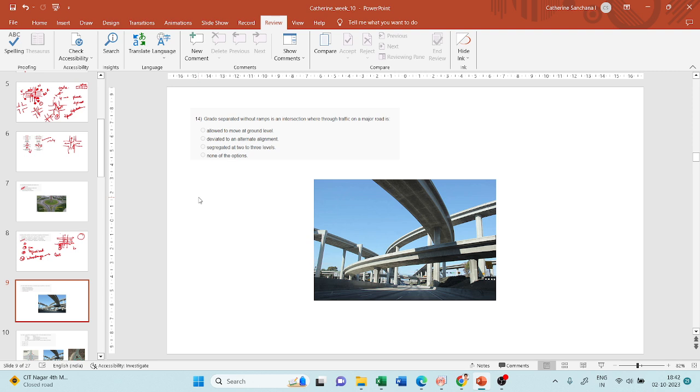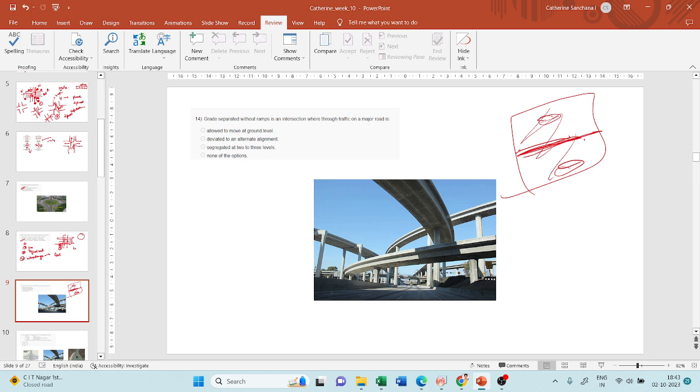So grades separated without ramps is an intersection where through traffic on a major road is what? So we saw what an interchange is. An interchange is when vehicles are at two different levels, right? Either one can be at the road level and the other crossing road can be at the higher level, or one can be at the road level and the other at the lower level, or a combination of all these three. These are called grade separated interchanges, because they are separated by grades. If they are all on the same level, then we call it an at-grade intersection. So this is all known to us.